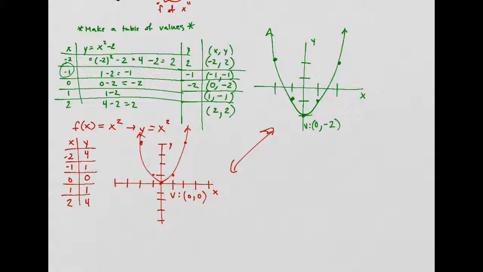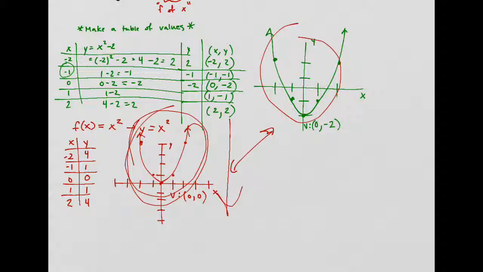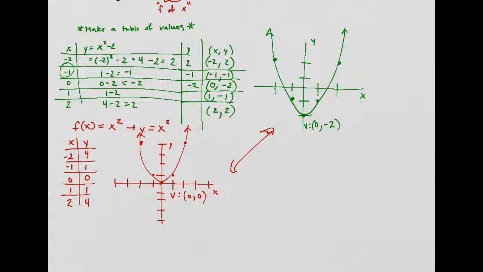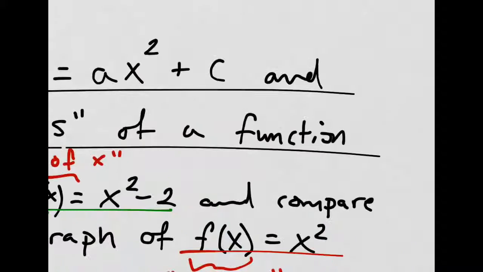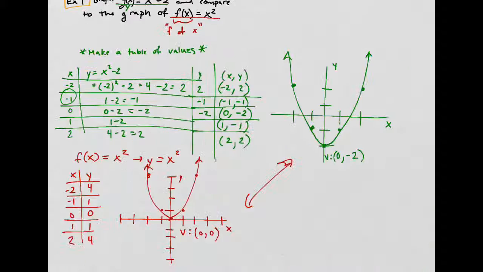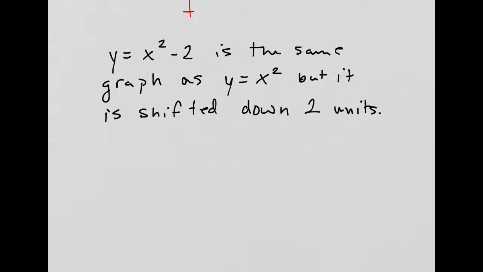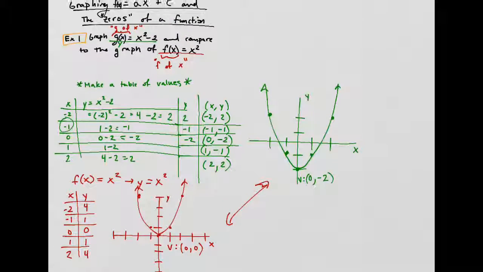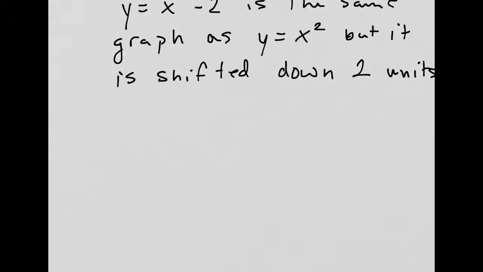It looks like this graph is just shifted downwards 2 units. That's actually what c does. That's what the c value does. Oh my goodness. I'm going to write that down. So that's the characteristic of what c does. y equals x squared minus 2 is the same graph as y equals x squared, but shifted down 2 units. That's actually what c does.